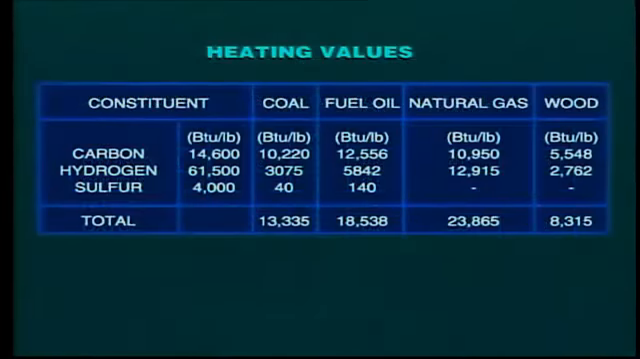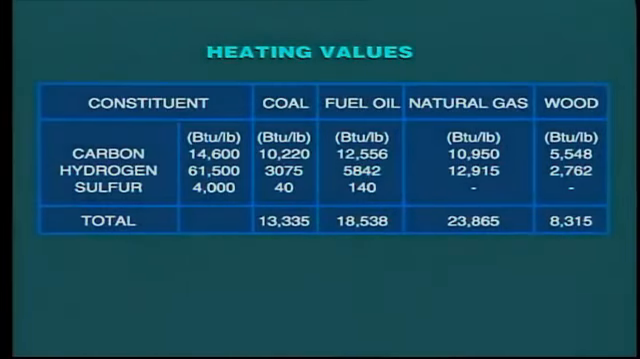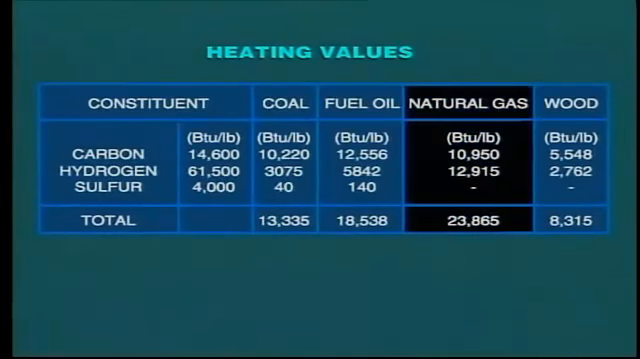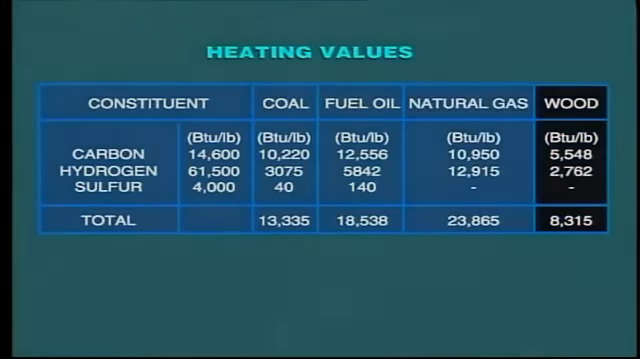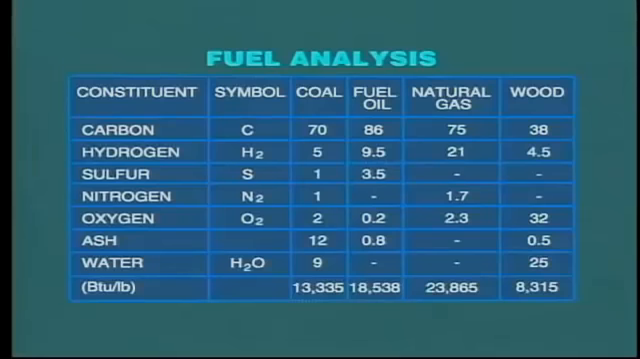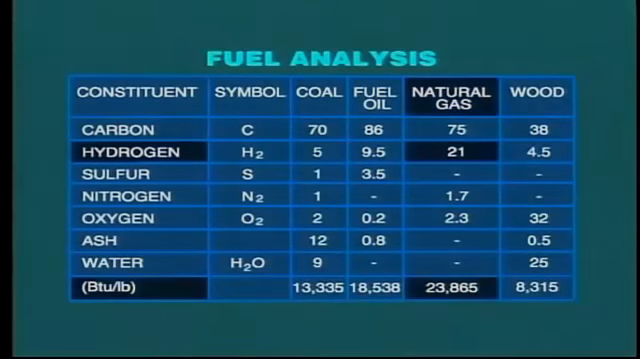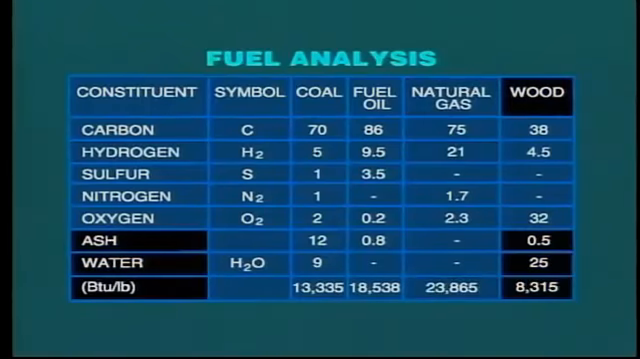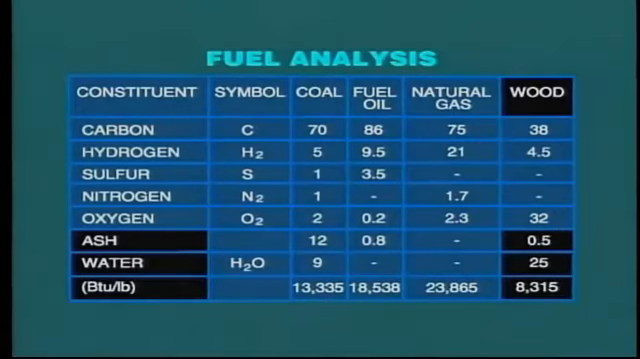In your workbook, we have performed similar calculations in order to find the heat content for other fuels based on the typical analysis given. The results are as shown here. You can see that natural gas is by far the highest in heat content, while wood is quite low. This means that we would have to burn about 3 times as much wood as gas in order to produce the same amount of steam. Looking at the analysis, it is apparent that the fuels with the highest hydrogen content have the highest heating value. On the other hand, high ash and moisture content result in low heating value.